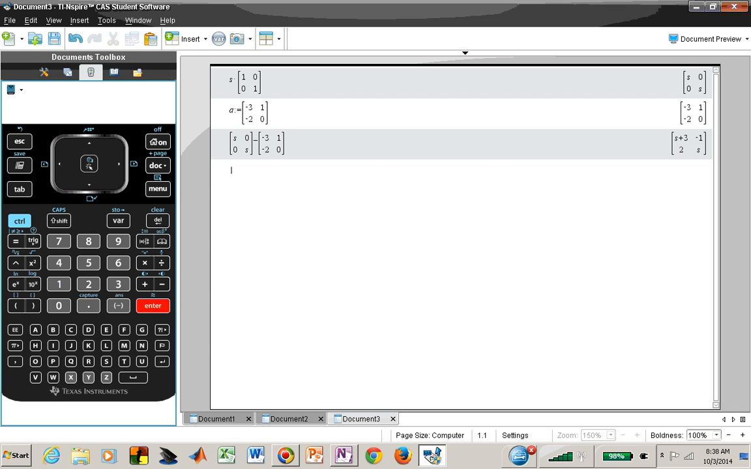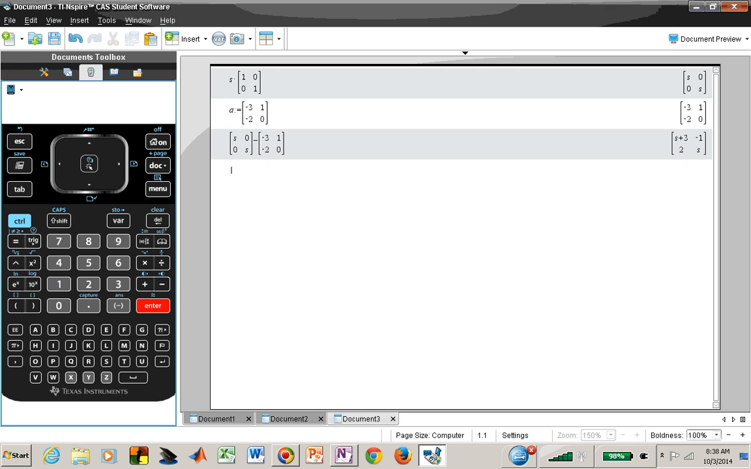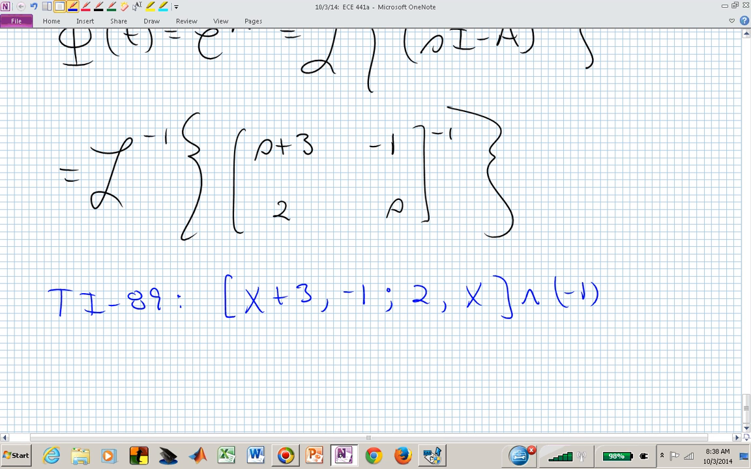That should be what I wrote down right here. S plus 3 minus 1 in the top row, 2 and S in the second row, and now that's what I have in my calculator. What I want to do now is simply invert that. So I go up and copy it, and then I say raise that to the minus 1 power. See how quick that was? So let's do that by hand.